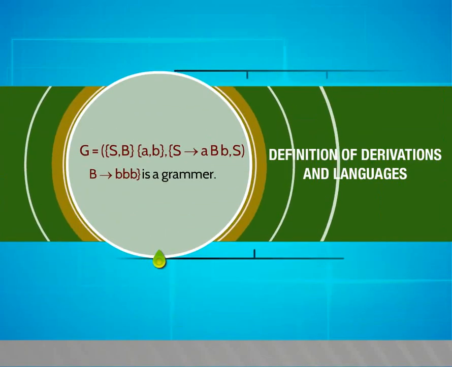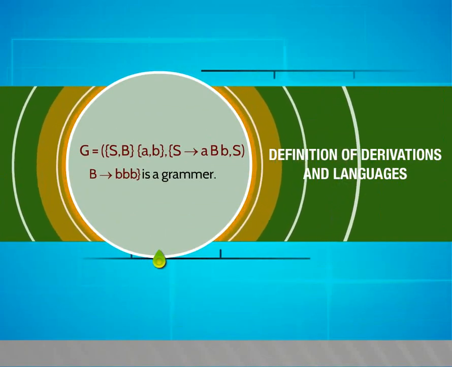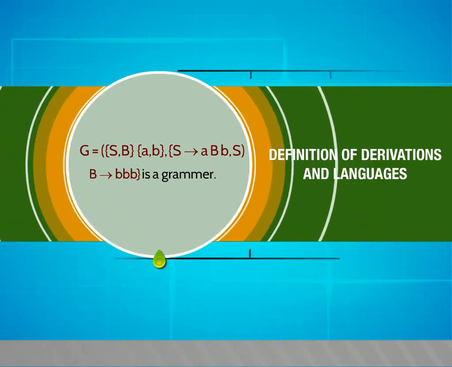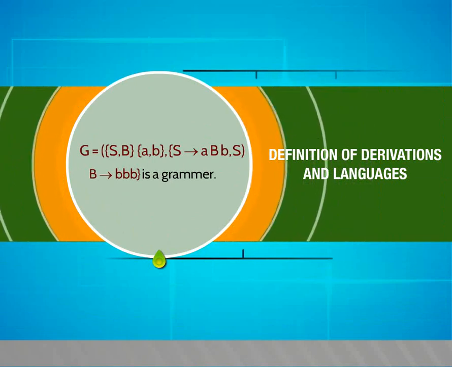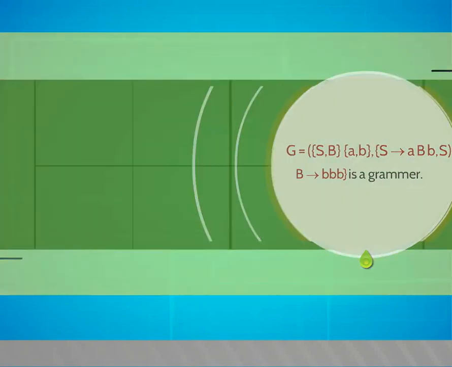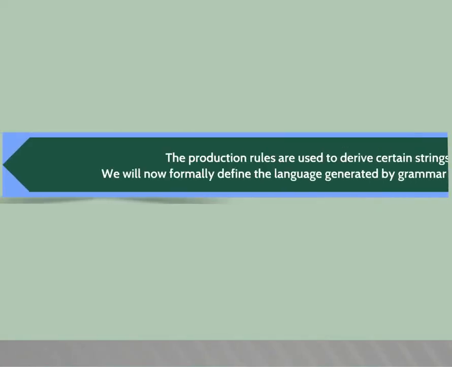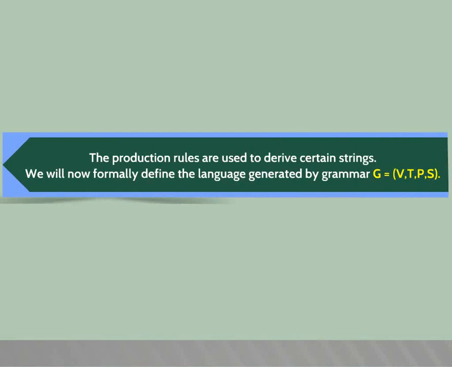Definition of derivations and languages. In this video, we are going to see about the definition of derivations and languages. The production rules are used to derive certain strings. We will now formally define the language generated by grammar G is equal to (V, T, P, S).